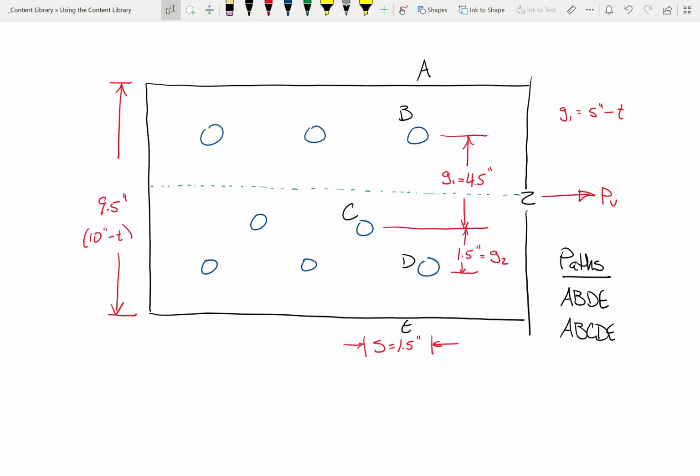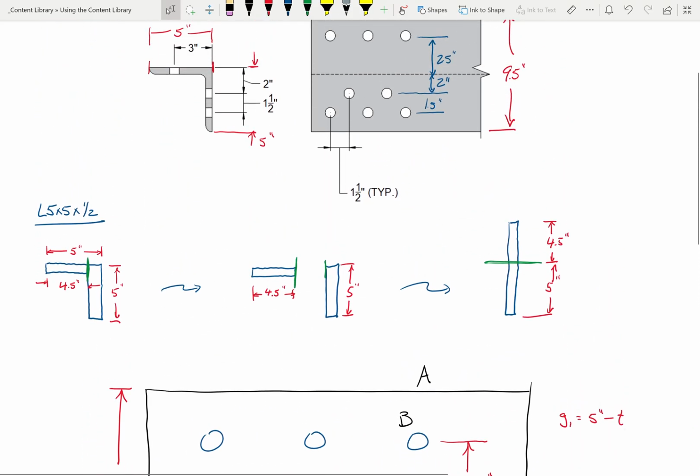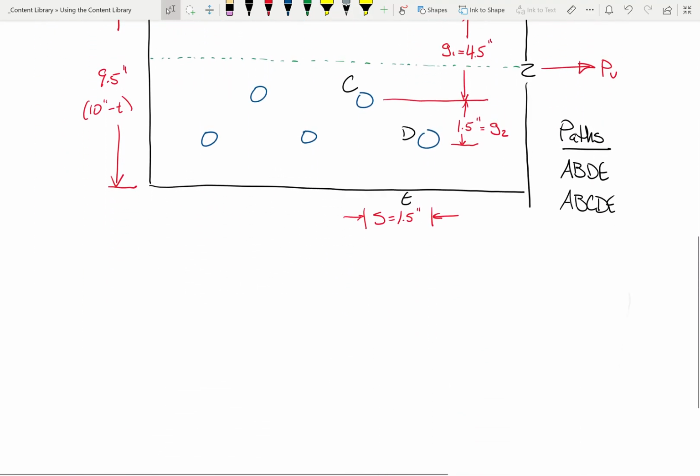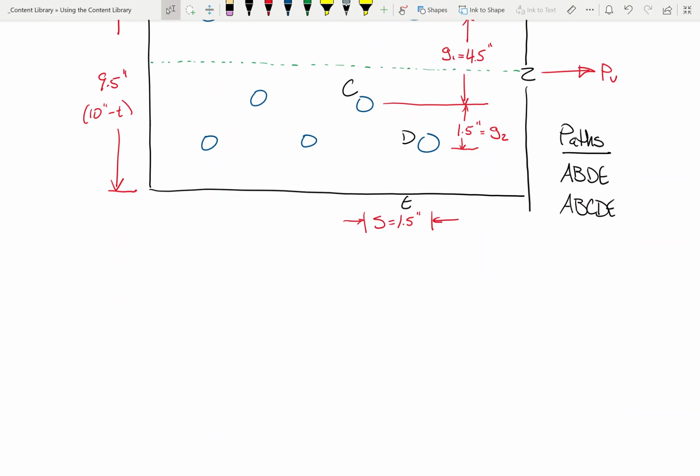Now, we have an angle. We need to compute gross area and net area, but here's the thing. We could compute gross area by just taking 9.5 times the thickness, but that's going to be slightly off, okay? Because the real angle has some rounded edges. Like if you look at the real angle, it's got some rounded edges here and here and here. And so if we just do 9.5 times the thickness, we're going to be off on our dimensions. Instead, we're going to look up the properties of the angle, okay? So now, let's go to that.